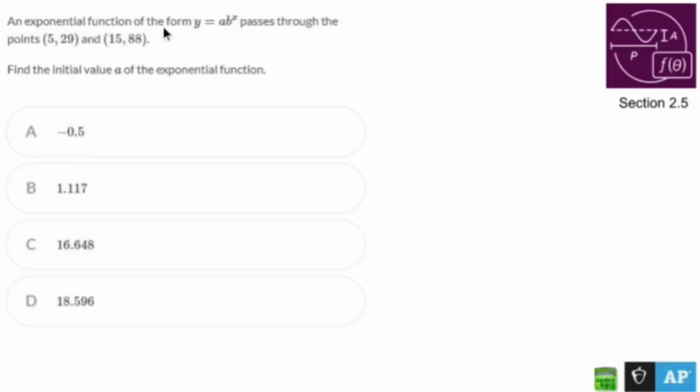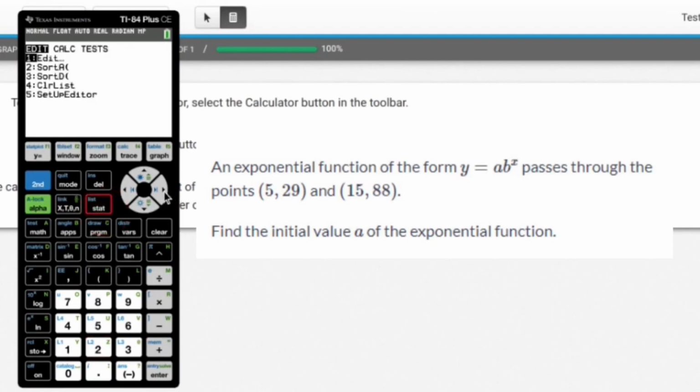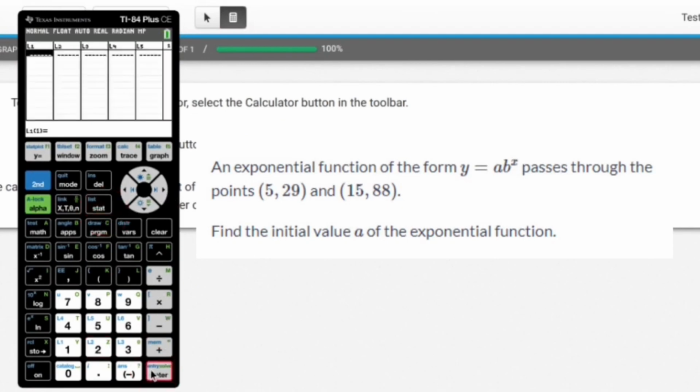An exponential function of the form y equals a times b to the x passes through the points (5, 29) and (1, 588). Find the initial value a of the exponential function. So I'm just going to run to my calculator and do exponential regression using these two guys as my two data points. So this one is just a good old-fashioned exponential regression problem. Hit stat, hit edit. My 2 points are 5, 29, enter, enter. And then my other guy is 1, 588, enter, enter. Quit out of it.